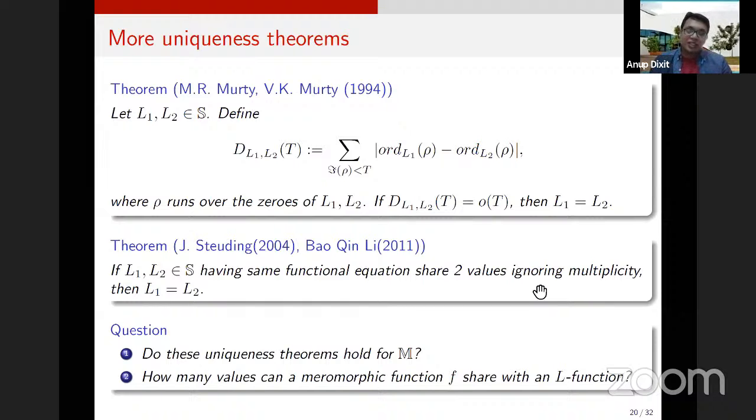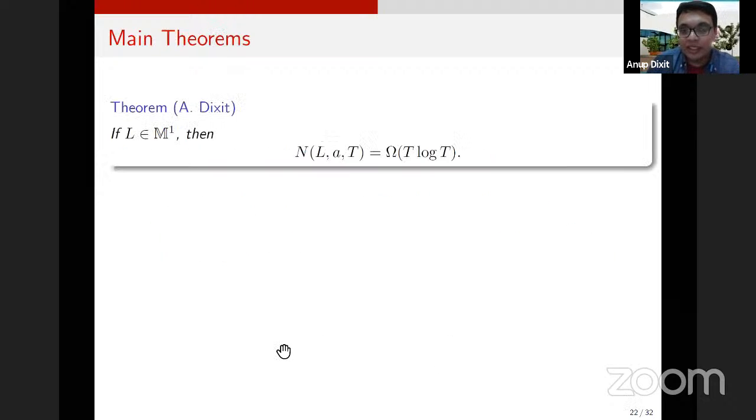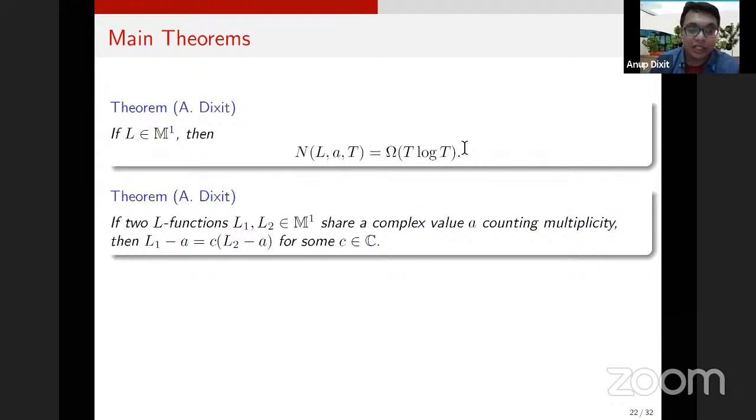The additional condition that I will throw in is a strong growth condition. It is essentially saying that the growth that we are expecting is attained at a shorter height from the real axis. That's basically what this growth condition is capturing. If you assume this, then you can show that the number of a-values is of the right order that you expect. And then you show that if L1 and L2 share one complex value, then they are almost similar.